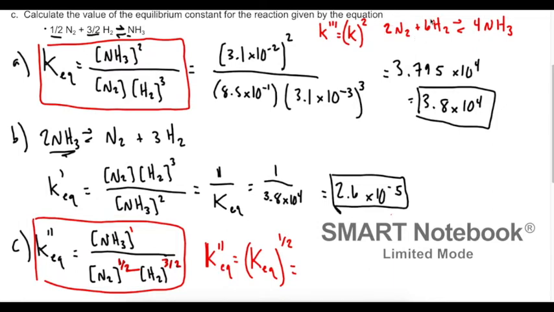I multiplied all these coefficients by 2, so I'm going to raise my original K value to a power of 2 to get my new K value for this shifted perspective. Anyway, I'm just going to take 3.8 times 10 to the 4th. That was my original K value. And I'm going to raise it to the 1/2 power. Raising something to the 1/2 power is like taking the square root. Hopefully you guys know that.